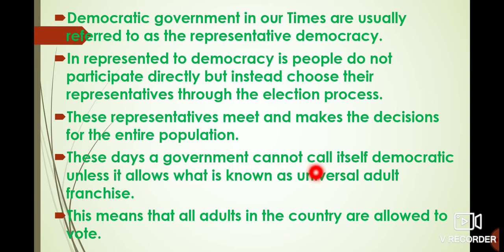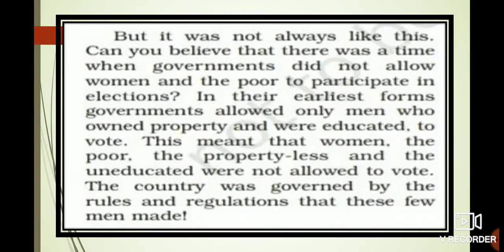These days a government cannot call itself democratic unless it allows what is known as universal adult franchise. This term we have learnt in the first lesson itself. Universal adult franchise means every adult above 18 years has the right to vote. Understood? Okay. But it was not always like this. The democratic country we are living in now was not like this before. How it was, we will see.